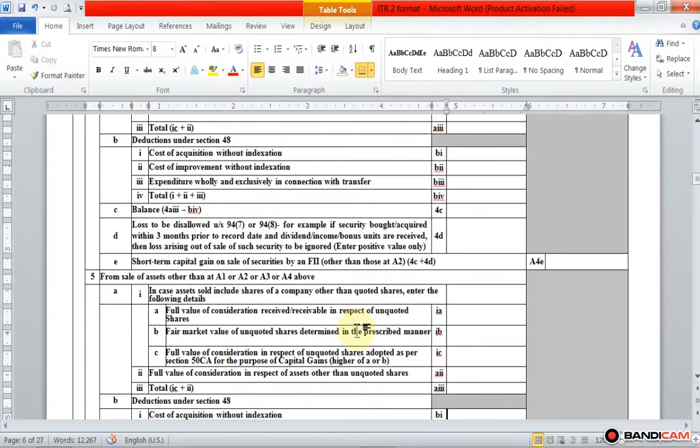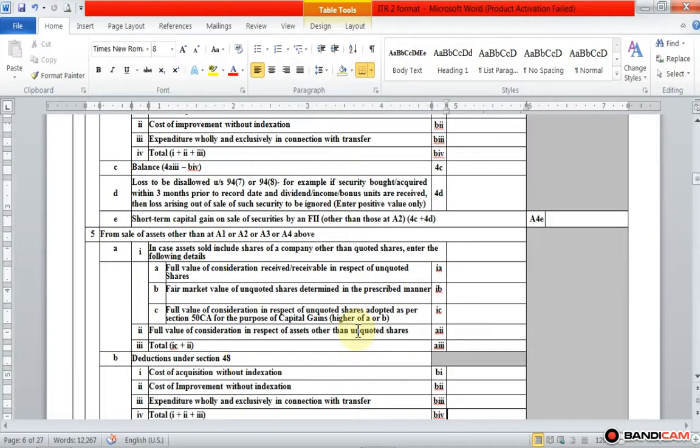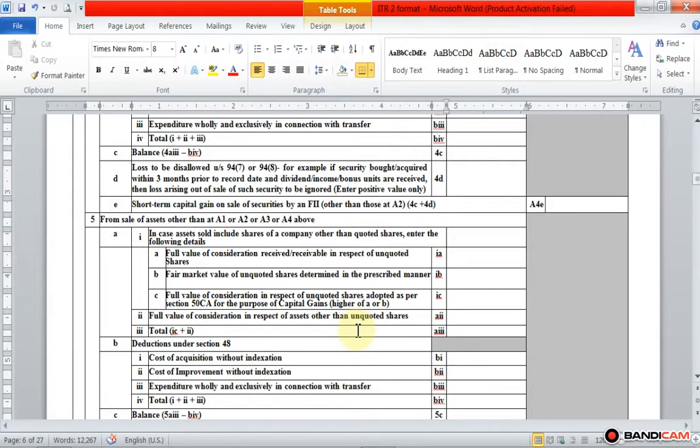Then fifth point is for sale of assets other than A1 or A2 or A3 or A4. So here we also studied the immovable property transfer. It includes land and building. Now other assets, okay, other fixed assets. So here other fixed assets include, in case assets sold, including shares of the company.